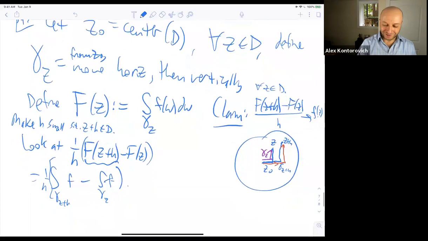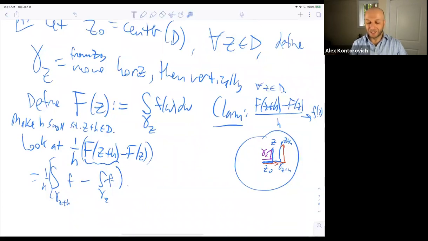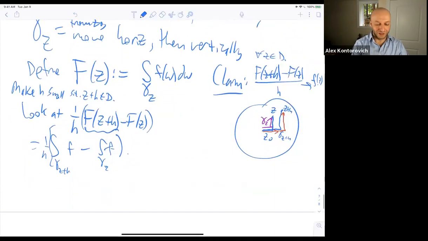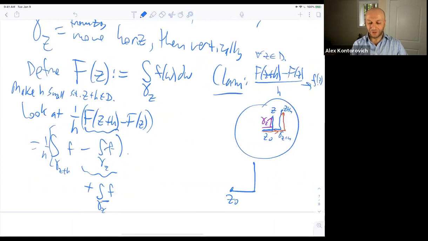So check this out. Integrating over gamma z is the same thing as integrating over the reverse, instead of coming this way and that way. So you can think about going from z to z0. In other words, this is equal to plus the integral over gamma z with the opposite orientation. So instead of going from z0 over and up, now I'm going to go down and over. That's gamma z minus, coming to z.